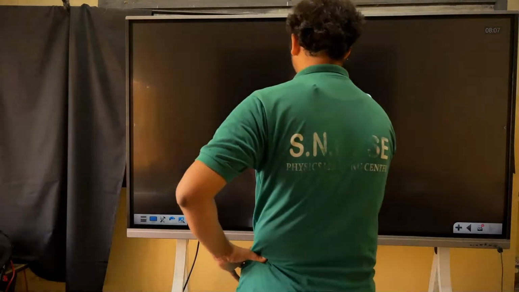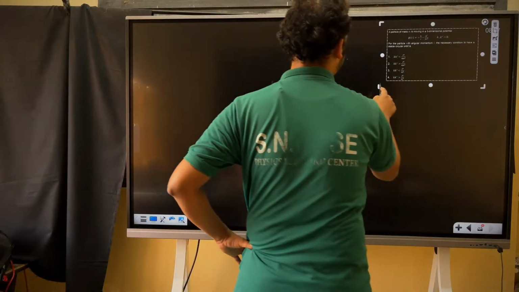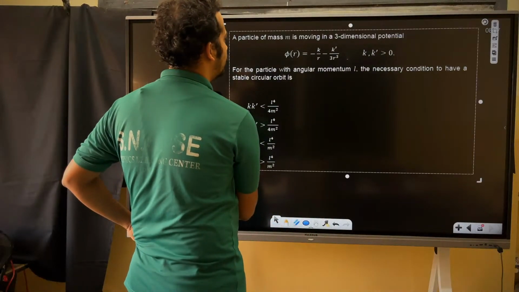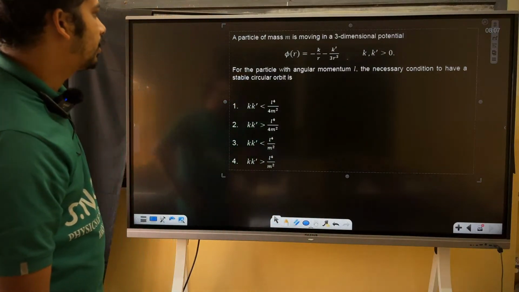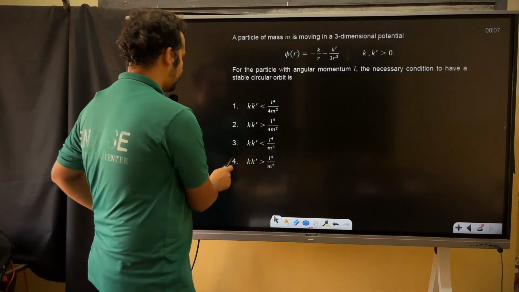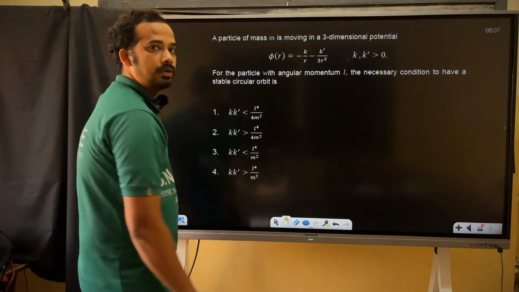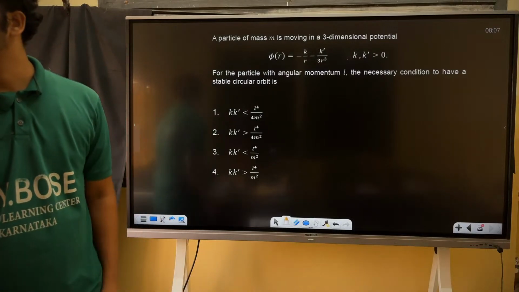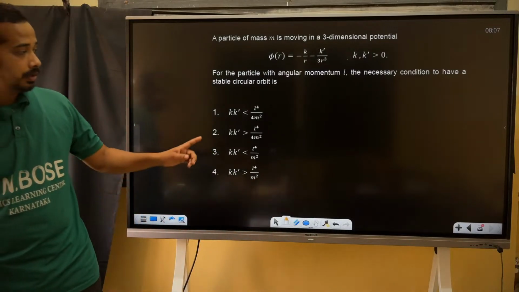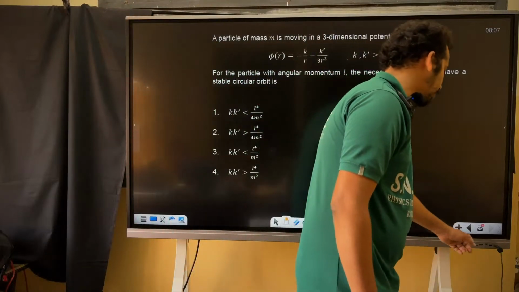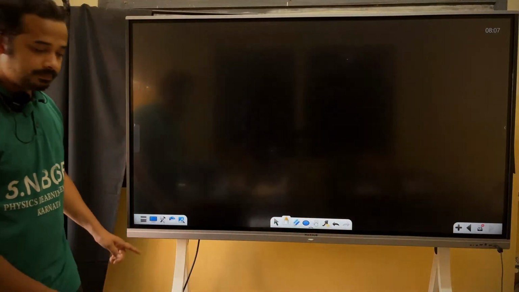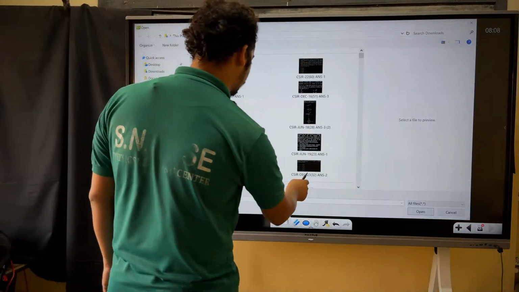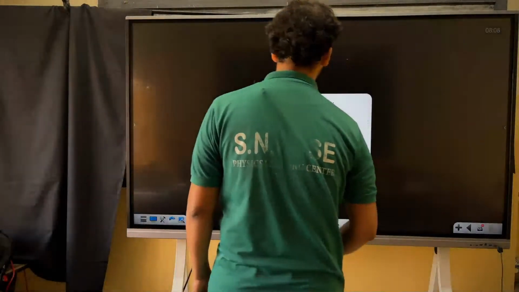Now look at here. This is last December's CSIR NET question. He has given a potential. The necessary condition to have a stable circular orbit: what would you do? You have to find V effective. That V effective must have a minimum for a stable circular orbit. They asked two central force problem questions in last December, December 23, isn't it?